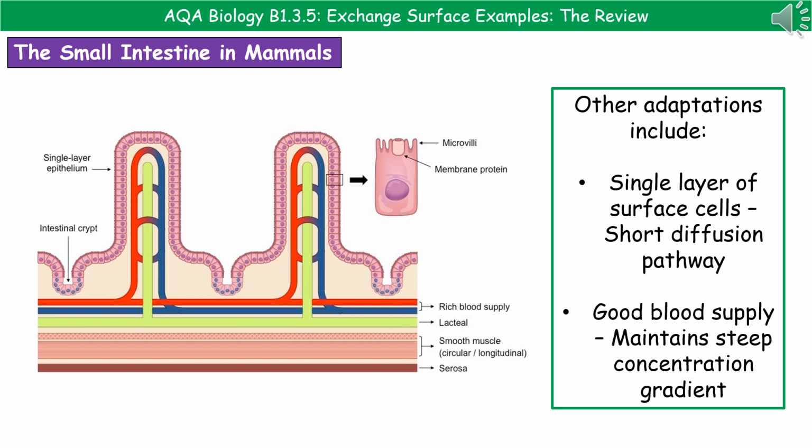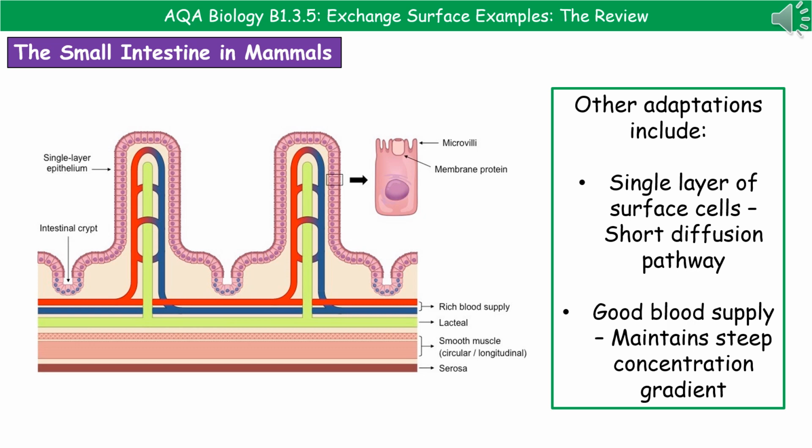So the first one is that we've only got a single layer of surface cells, and you can see that in the diagram on the left there, that single layer epithelium. Now the reason for that is that it gives us a much shorter diffusion pathway, allowing substances to cross that membrane much faster. The second one is that we've got a really good blood supply. So you can see the actual blood supply in the diagram there. And the idea behind that is to maintain the steep concentration gradient. So as soon as substances have crossed the membrane into the blood, they're carried away to keep us with a steep concentration gradient.